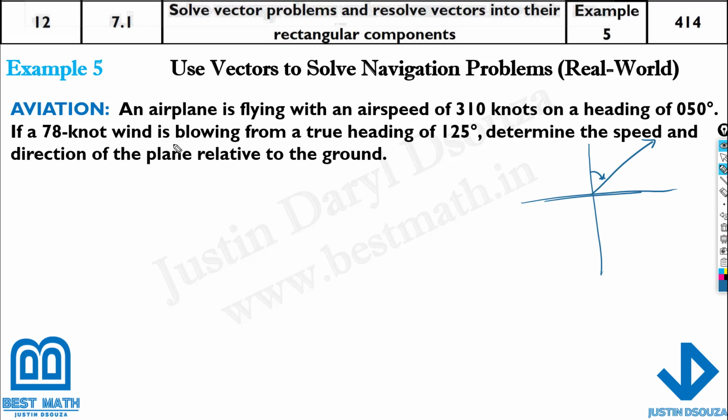If 78 knots wind is blowing from a true heading of 125 degrees, it's going towards north over here. Imagine this is the wind. The angle is 125 degrees, more than 90. This was 50 degrees, all from north. Now determine the speed and the direction of the plane related to the ground. Okay, we need to find the speed and the direction related.